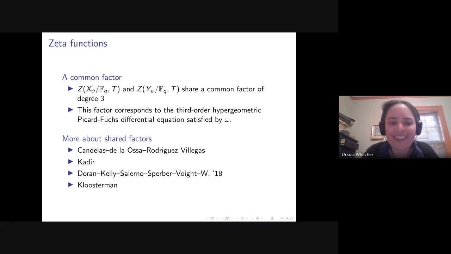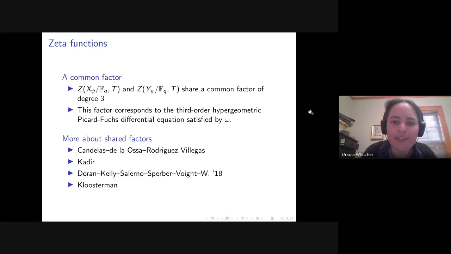Adriana and I, in collaboration with Chuck Doran, Tyler Kelly, Steve Sperber and John Voight, thought a lot more about what's going on with shared factors in this quartic case, and then how to generalize it and find all kinds of examples of shared factors. And then there's also work of Kloosterman, who gave a more geometric interpretation to what we had done in 2018 and showed other ways to see where those common factors might be coming from geometrically.